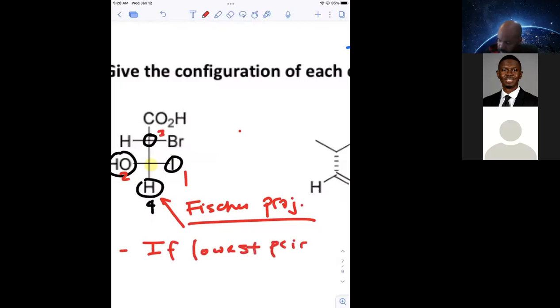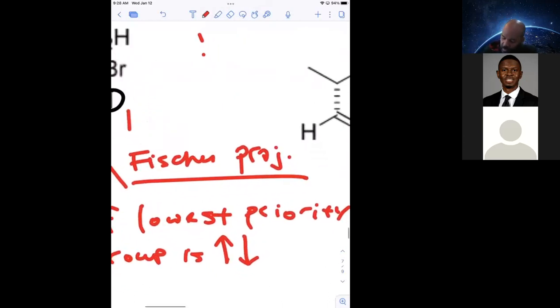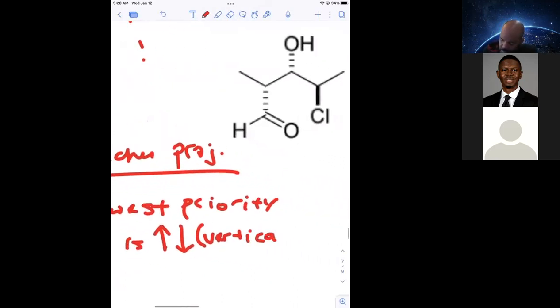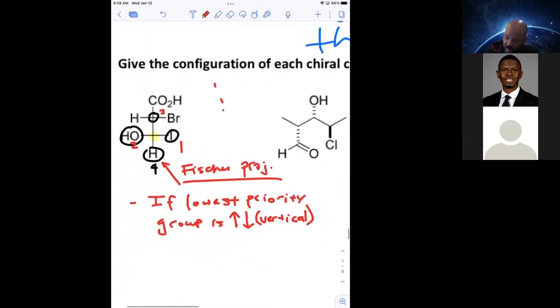If the lowest priority group is vertical, we want to say up or down, doesn't matter, because if it was on the top carbon, it would be pointed up. If it's vertical, and once you prioritize, you're good.